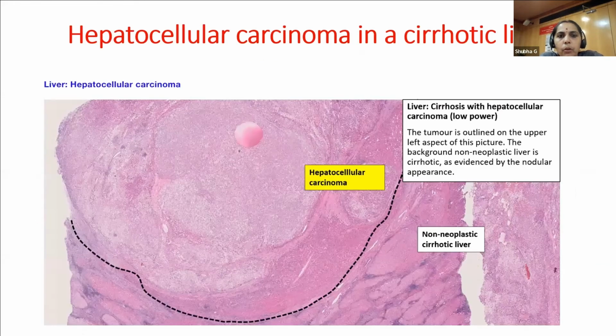And of course, liver biopsy plays an important role in confirming hepatocellular carcinoma. So this is a histopathological picture of a background cirrhotic liver. As we can see, the hepatocellular carcinoma, which has been marked with the black dotted line. So that was the importance of liver biopsy as far as hepatitis is concerned.